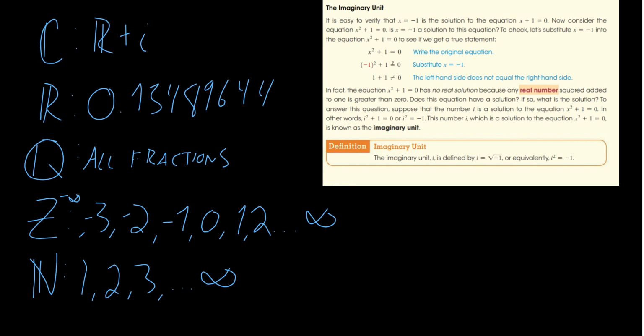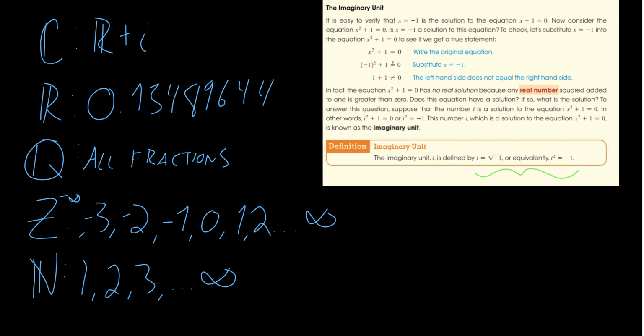Anyways, the fact that the equation x squared plus 1 has no real solution, right here, no real number, because any real number squared added to 1 is greater than 0. Does this equation have a solution? If so, what is the solution? We can't actually solve it unless we know the imaginary unit. And of course we have that definition. The imaginary unit i is defined by i is equal to the square root of -1, or equivalently i squared is equal to -1. And of course, let's zoom in on this.